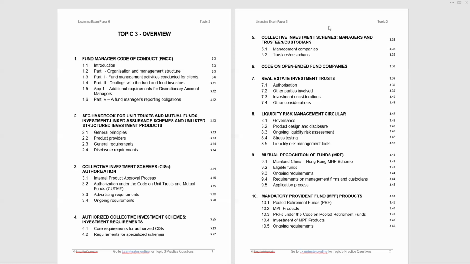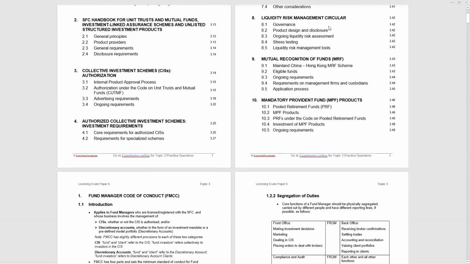Real estate investment trusts, if it comes up, it'll be one question, and we will look at that material. Another area that is a favorite with the examiner these days, liquidity risk management, and the circular that has been published by the SFC, and we'll look at the important points in that. Mutual recognition of funds, it used to be just mainland China. Now there are a number of jurisdictions where there's mutual recognition, and we'll look at the requirements, and we'll finish off topic 3 with a consideration of mandatory provident fund products.